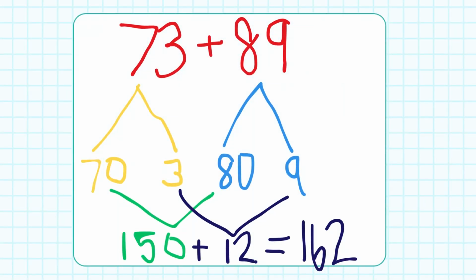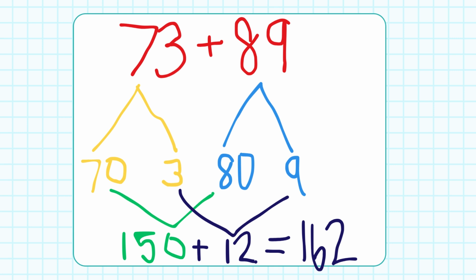So if we look at another problem, this one is 73 plus 89. Once again in the yellow, we can decompose our 73 into a 70 and a 3. And then we can decompose our 89 into an 80 and a 9.